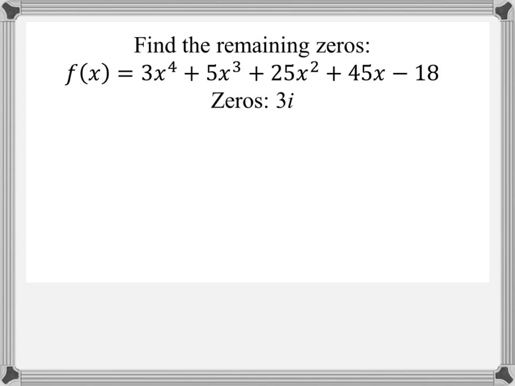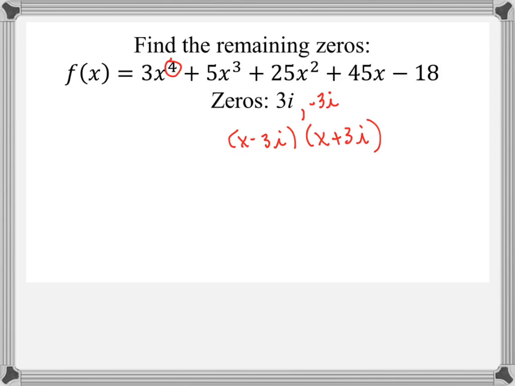Okay, here's another example. F of x equals 3x to the 4th plus 5x cubed plus 25x squared plus 45x minus 18. We know we have a 0 at 3i. We want to find all of the remaining zeros. Okay, so we know we're going to have 4 zeros because our degree is 4. We know we have a complex 0 at 3i, so we must have its conjugate at negative 3i.